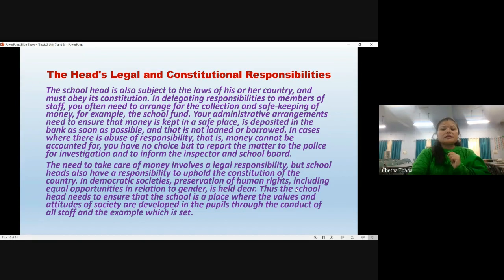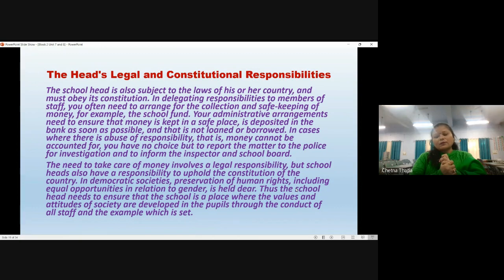That involves a legal responsibility, but you also have a responsibility to uphold the constitution of the country. In democratic societies, you need to see that there is a preservation of human rights, and equal opportunities in relation to gender. The school head needs to ensure that the school is a place where the values and attitudes of the society are developed in the pupils through the conduct of all the staff and the example which is set.